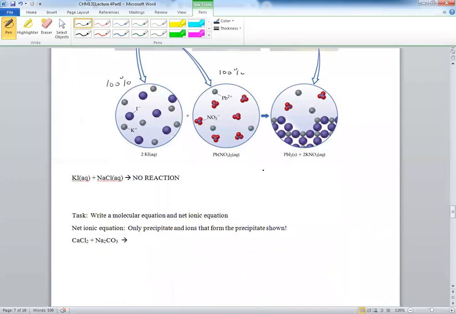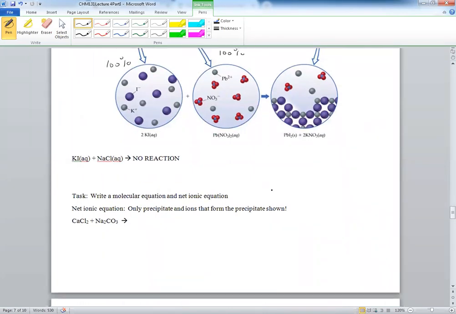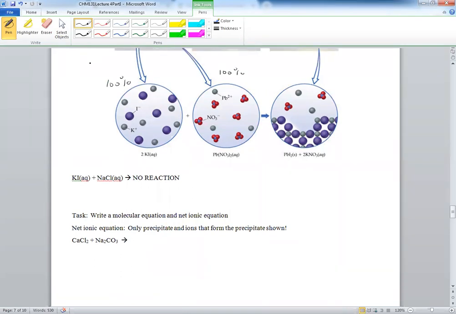Very well. There's one thing you need to remember: just because you have two ionic compounds mixed doesn't mean the reaction takes place. By saying a reaction takes place, we mean a solid forming. But if there's no solid, no precipitate forming, then that's a no reaction. Very easy to demonstrate that. K goes with the Cl, and the Na goes with the I.